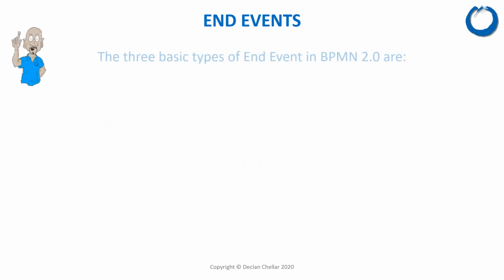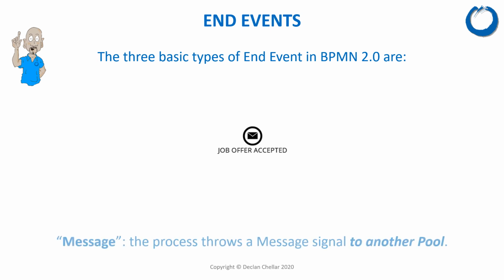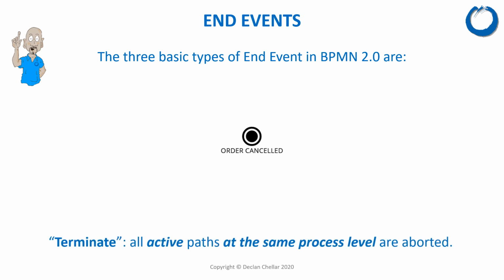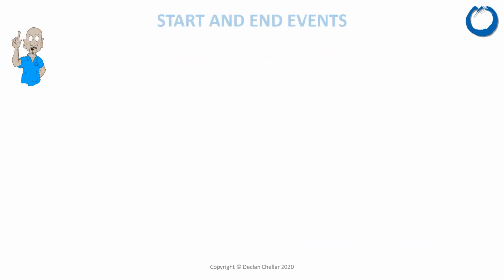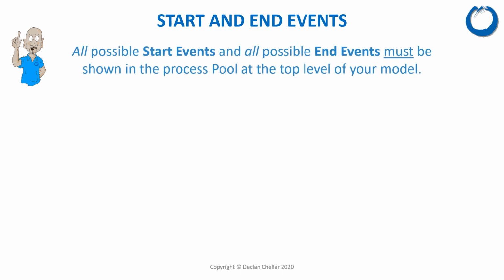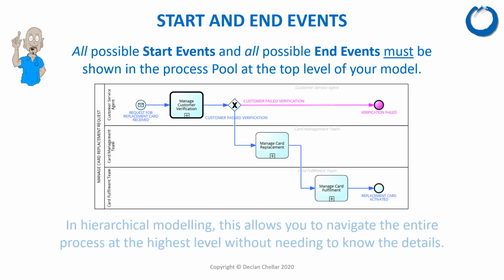These are all good end event labels because they specify the outcome. The three basic types of end event in BPMN 2.0 are: none, throws no signal at the end. Message. The process throws a message signal to another pool. Terminate. All active paths at the same process level are aborted. All possible start events and all possible end events must be shown in the process pool at the top level of your model. In hierarchical modeling, this allows you to navigate the entire process at the highest level without needing to know the details.